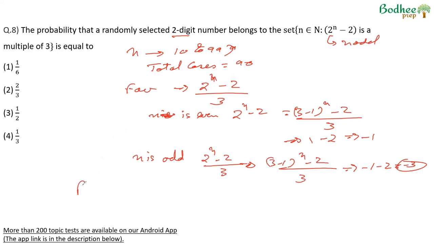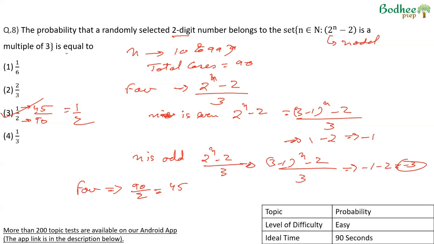From 10 to 99, half of the numbers are even, half are odd. So 45 even numbers and 45 odd numbers, and therefore probability will be 45 out of 90. All odd numbers are favorable cases. All the numbers are total cases, and therefore the probability is simply 1 by 2, option 3.